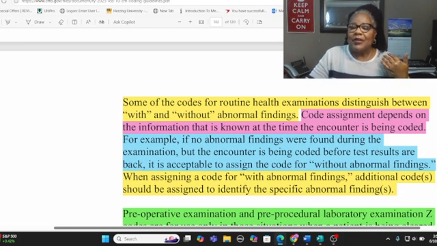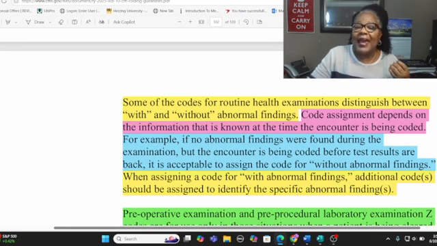So again, some of the codes for routine health examinations distinguish between with and without abnormal findings. Code assignment depends on the information that is known at the time the encounter is being coded. For example, if no abnormal findings were found during the examination, but the encounter is being coded before test results are back, it is acceptable to assign the code for without abnormal findings. And when assigning a code for with abnormal findings, additional codes should be assigned to identify the specific abnormal findings.